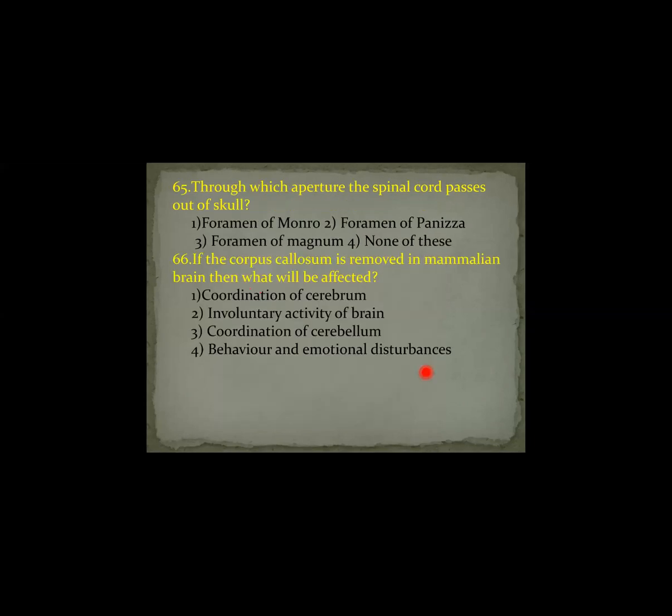Next question number 65. Through which aperture does the spinal cord pass out of the skull? Medulla oblongata continues as the spinal cord that emerges out from the skull through a large opening present at the base of the skull. That large opening is called foramen magnum. What is foramen of Monro? Just now I said it is the opening present between the first two ventricles and the third ventricle. Foramen of Panizza is the opening present in the heart of reptilians. Next.